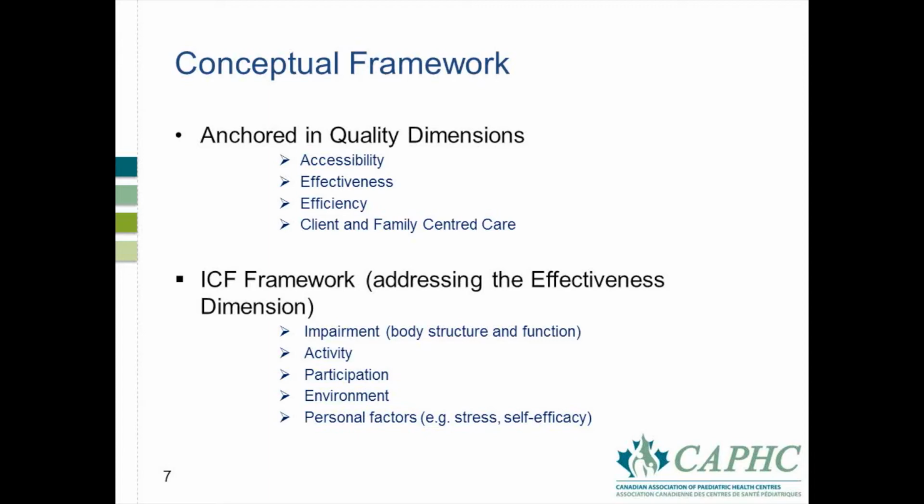So when we looked at all of the drivers, we decided that there was one key lens that we needed to look at our report card through, and that was the Canadian Accreditation quality dimensions. So that covers the accessibility, effectiveness, efficiency, and patient-centered care. In our case, we're looking at client and family-centered care. So that was one of the lenses that we needed to apply when we were developing the data set.